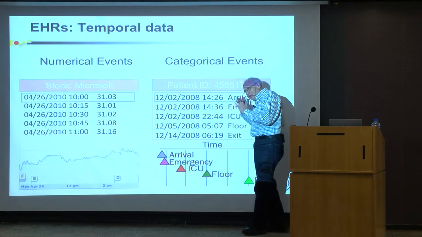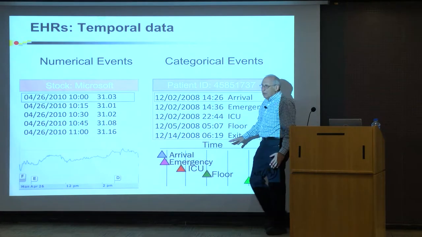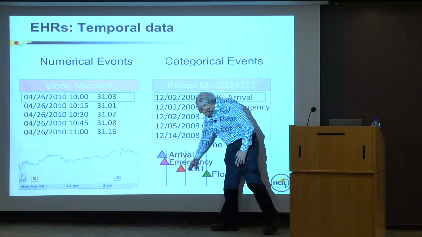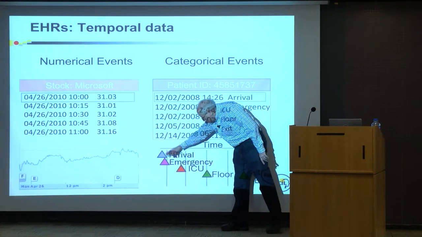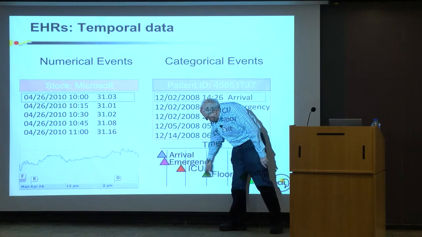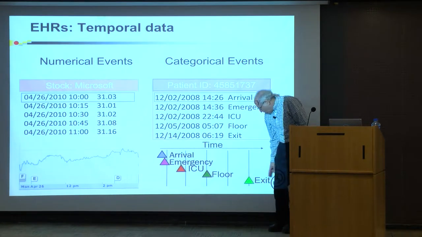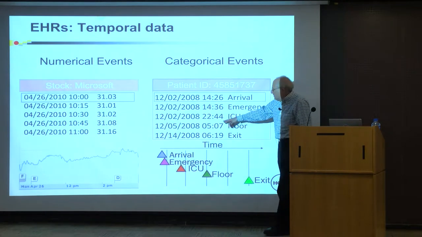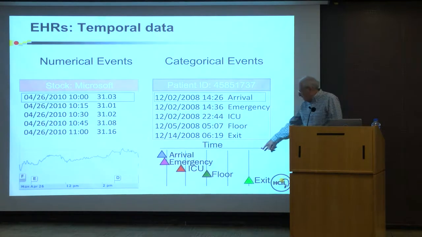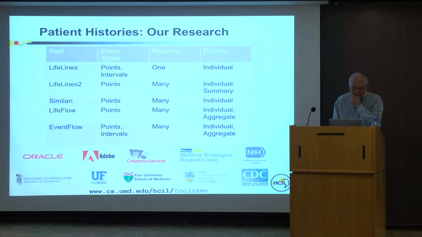But today, I'm going to ask you to shift your attention to a slightly different kind of data that we call categorical data with a time stamp on it. So you might arrive at the emergency room at the hospital, and a few seconds or a few minutes later, get sent to the intensive care unit, and then an hour later, get sent to the floor, and maybe 2 hours later, you exit, or 2 days later. So those kind of time stamps with events tied to them is what we're talking about, and we call them categorical event data.